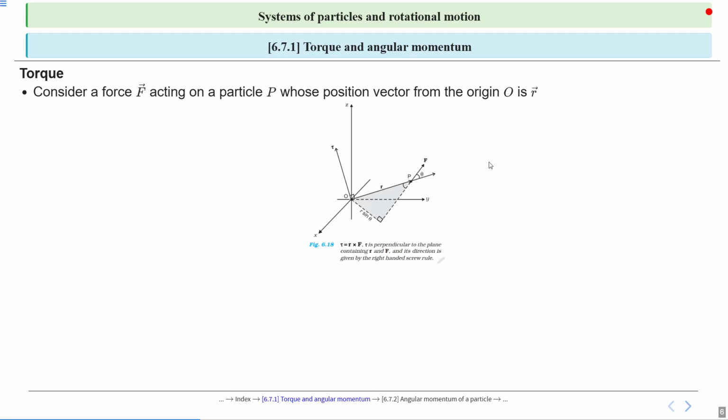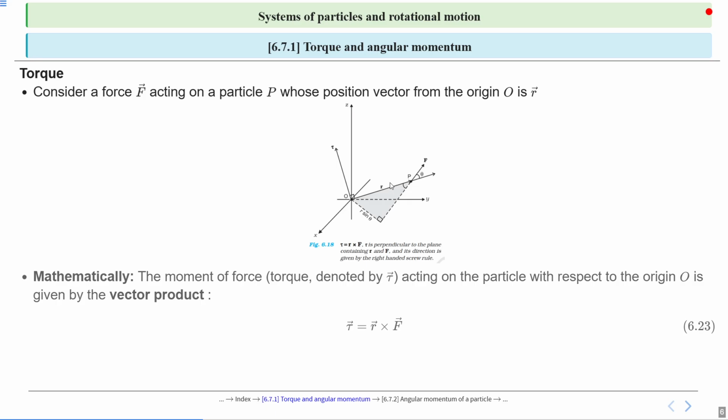Let's understand the torque by using an example. Consider a force F that is acting on a particle P. We have a 3-dimensional space, x-axis, y-axis and z-axis. We have a particle, that is point P, whose position vector from origin is r. This one, r, is the position vector.